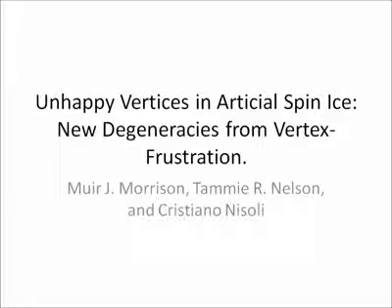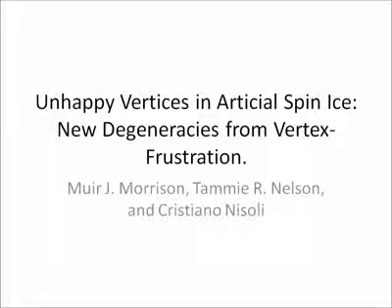Unhappy vertices and artificial spin ice: new degeneracies from vertex-frustration. In this paper we solve a long-standing problem for artificial spin ice. We show how to create artificial spin ice with extensive residual entropy, not by exploiting degeneracy at the vertex level, but with a new frustration in allocating vertices on the lattice.